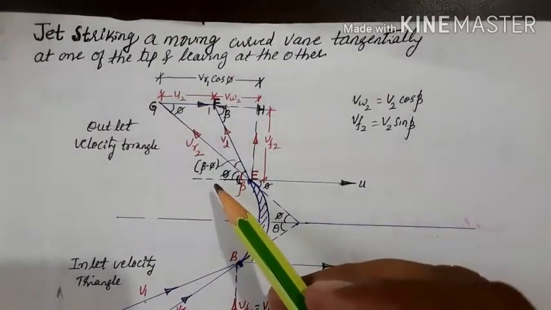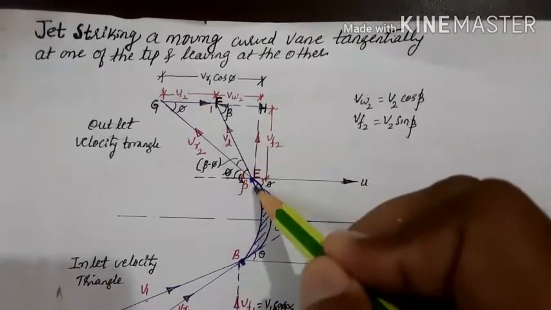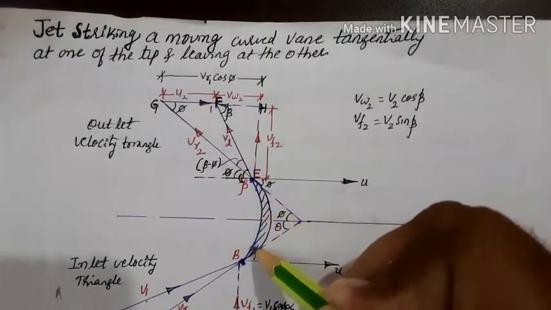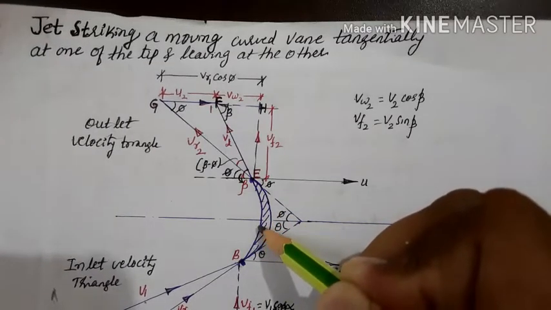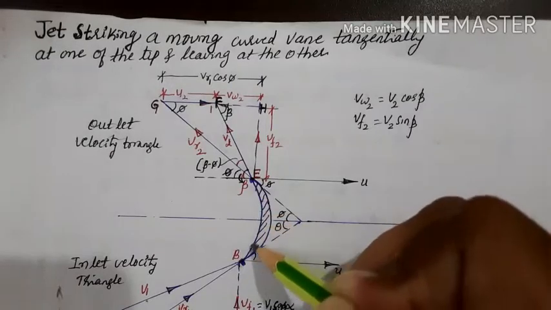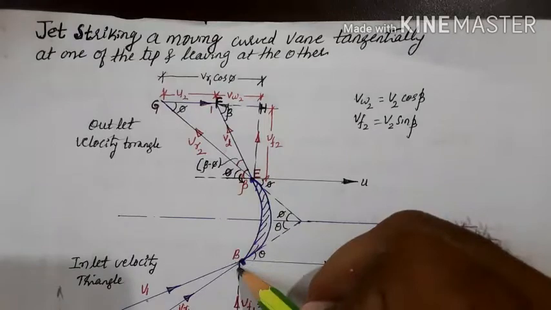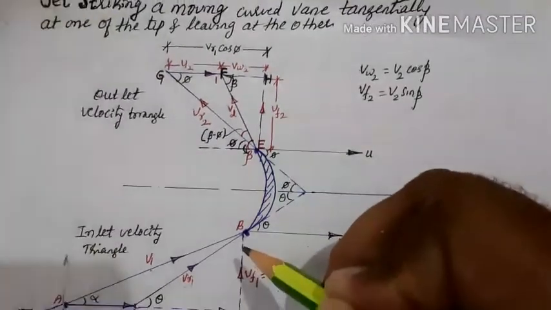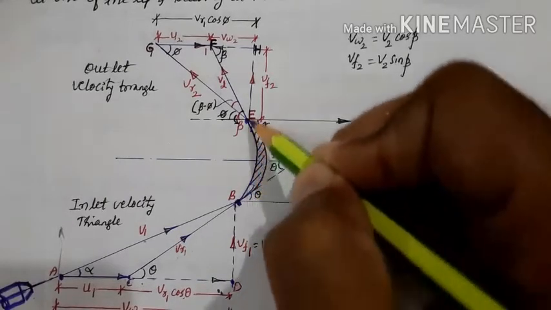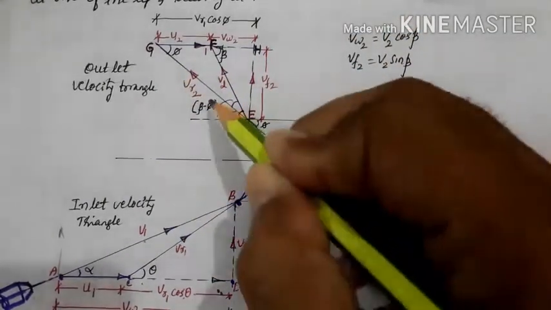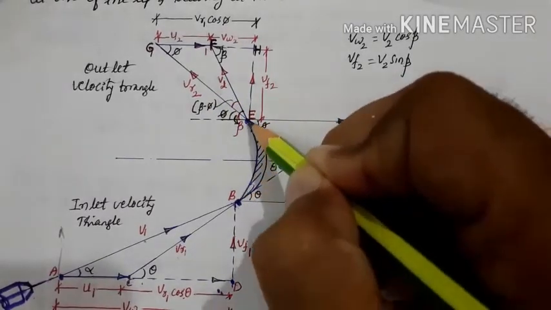Then how to draw the outlet velocity triangle? If the vane surface is very smooth, if there are no losses at all here, then the energy loss due to friction will be 0. Thus Vr1 is equal to Vr2. Whatever velocity with which the jet is entering, with Vr1, with the same velocity it comes out. Hence Vr1 is equal to Vr2, because we have assumed this vane surface is very smooth.